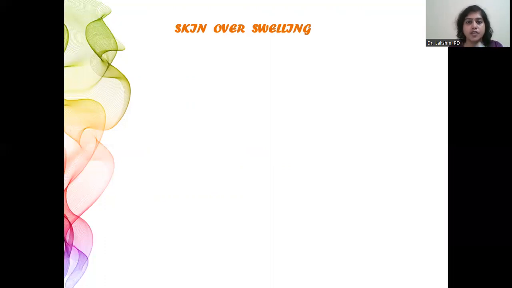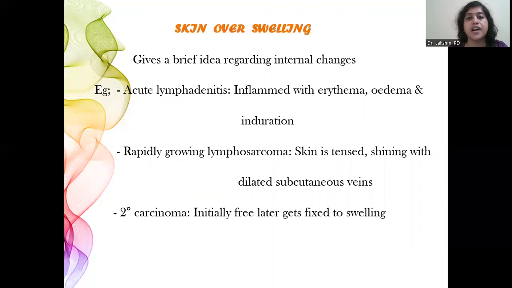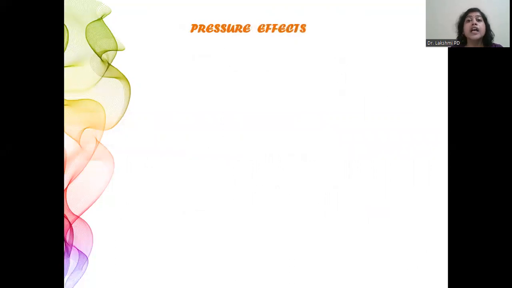Now moving on to the skin of the swelling. Skin over the swelling gives you a brief idea regarding the internal changes within that lymph node. So in case of acute lymphadenitis, you'll be able to see the skin very inflamed with erythema and edema and induration. And in case of rapidly growing lymphosarcoma, the skin will be very stretched, that is basically tensed. It'll be shining, and you'll be able to see the dilated subcutaneous veins. And in case of secondary carcinoma, the skin overlying the enlarged lymph node will initially be free, but later on it gets fixed to the lymph node.